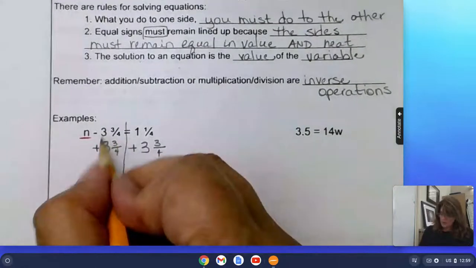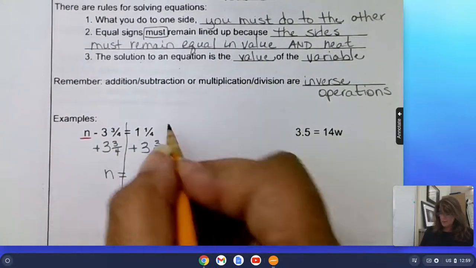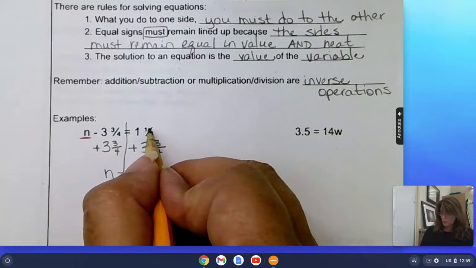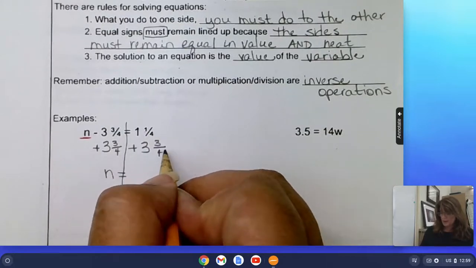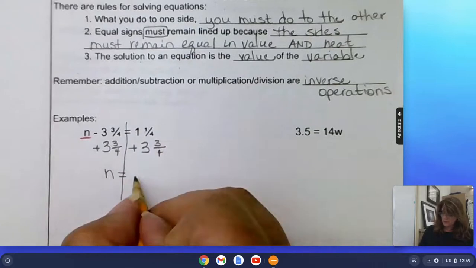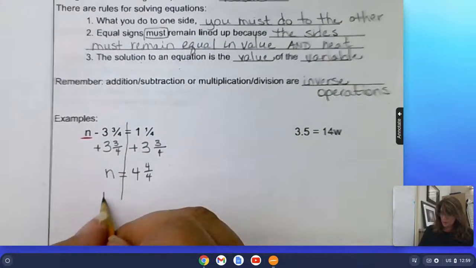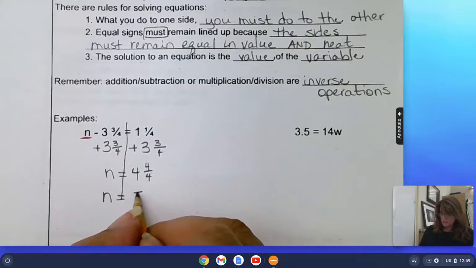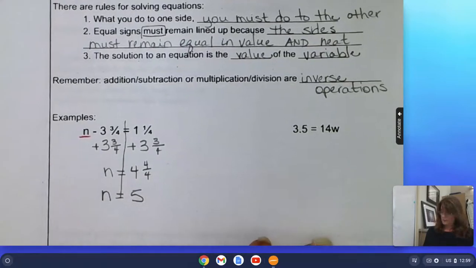Okay. This creates a zero pair, so I have n equals, well, what's 1 and 1/4 plus 3 and 3/4? 4 and 4/4. N equals 5. So the value of n is 5.